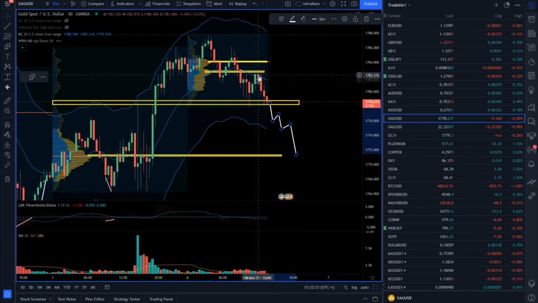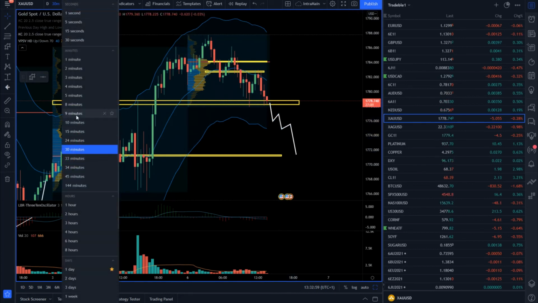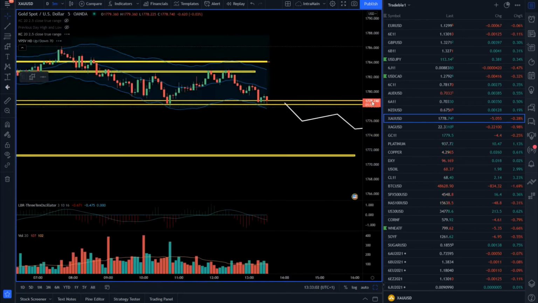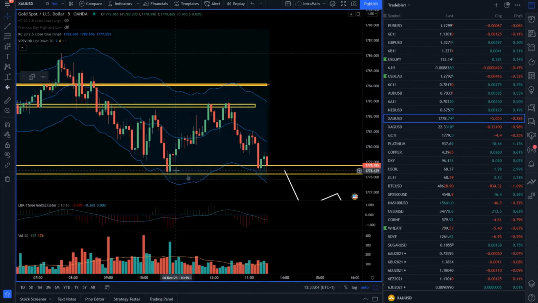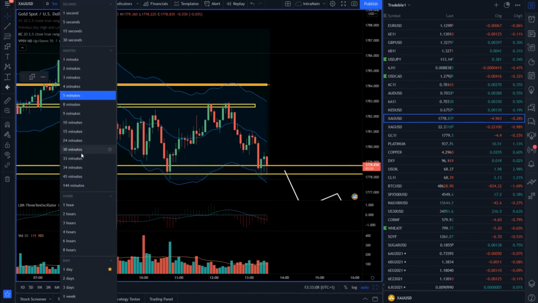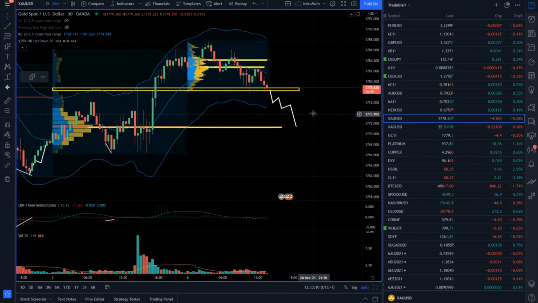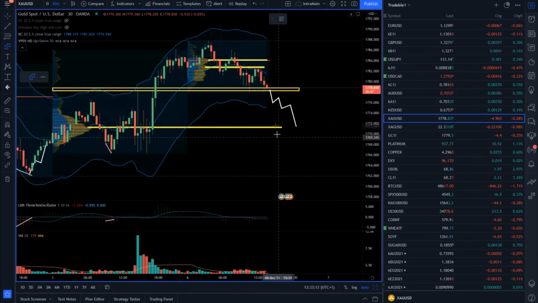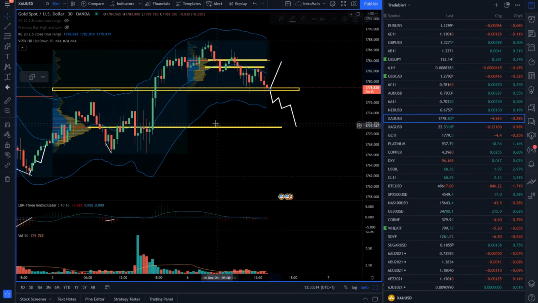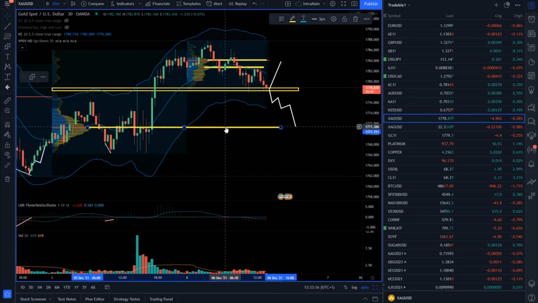We got an initial reaction. This is a second attempt to take this, but I don't see any big weakness, just a testing phase, a secondary test so far on this area. So watch this level carefully, and it's either a downside breakout towards a control zone or a rotation back to the control zone for the day.